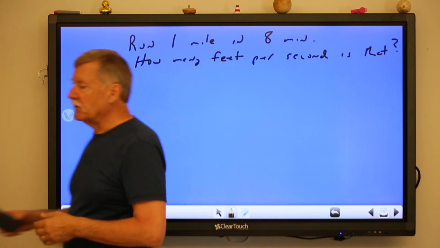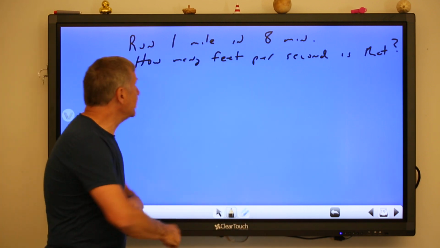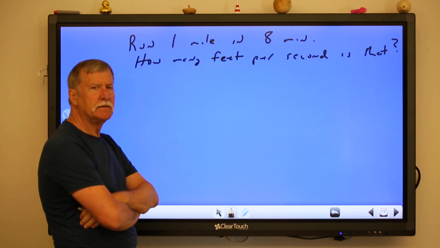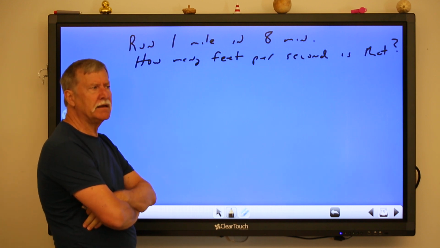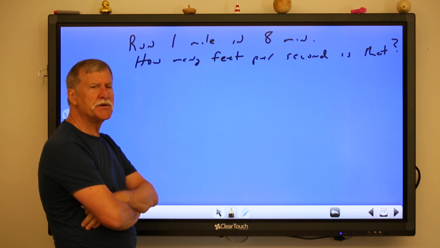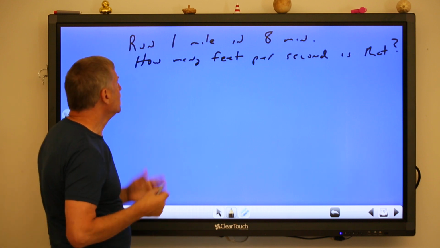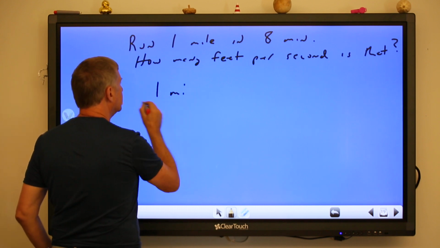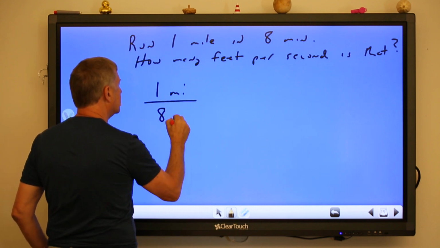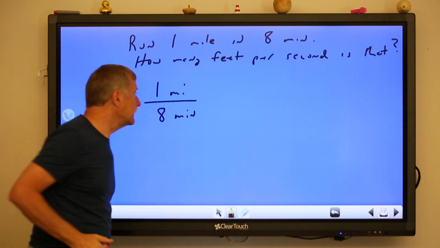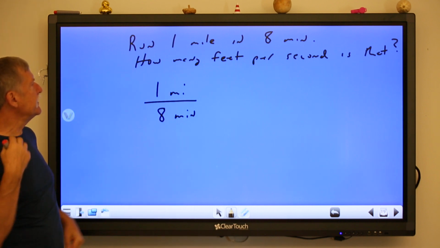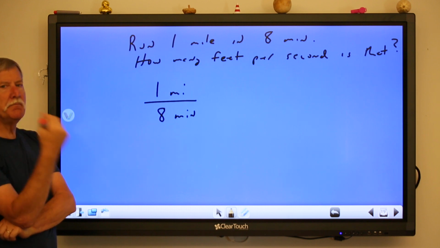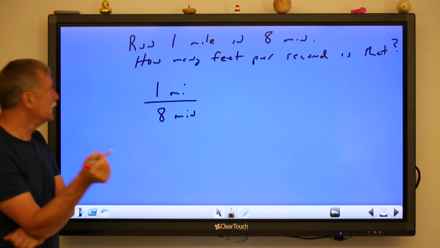Let's do something practical, all right? Mile Monday. You run the mile in 8 minutes. How many feet per second is that? You run the mile in 8 minutes. How many feet per second are you going? Well, we have a given ratio, right? 1 mile in 8 minutes, all right? And we want to get rid of miles and change that to feet, and we want to get rid of minutes and change that to seconds.